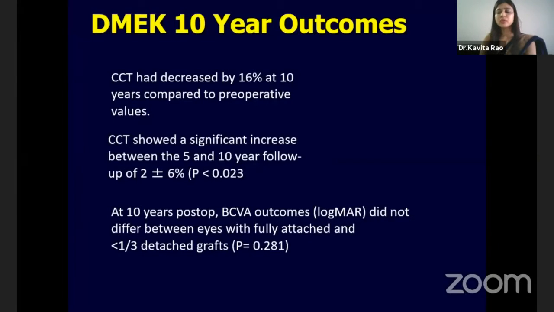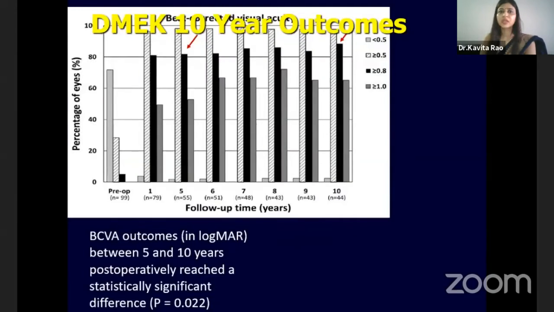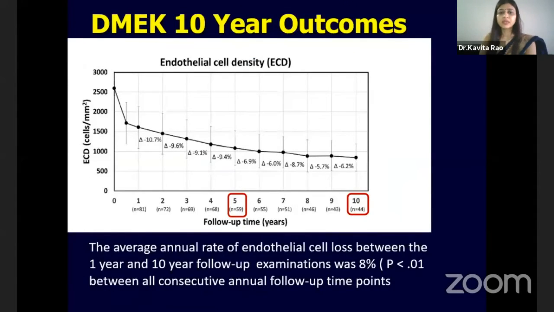Also the visual outcome, where if there was a dislocation and detached grafts that needed to be rebubbled, it was found that final visual acuity really did not make any difference. And there was a statistically significant improvement in the vision. Cell density, there was an 8% cell loss at 10 years.